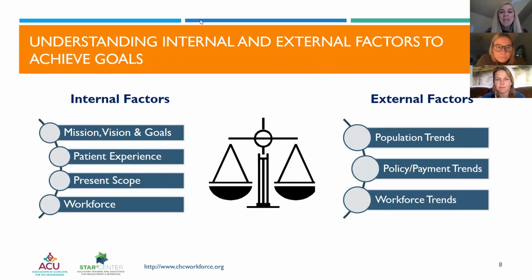No problem at all. And then we have the external factors, right? So these are trends that are happening in your area, right? So population trends, policy payment trends, that's really big now. We're talking about 340B and how that affects everything. And even those things can affect workforce. And then also workforce trends too. So you have your internal workforce, like who you're hiring and who you have on staff. And then you have your workforce trends about different things that are happening outside your four walls as far as all the trends in workforce. So next slide, please.